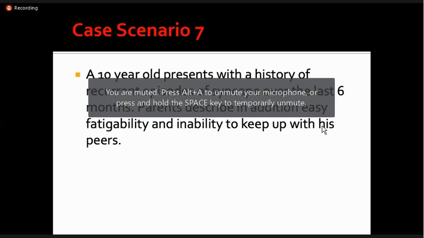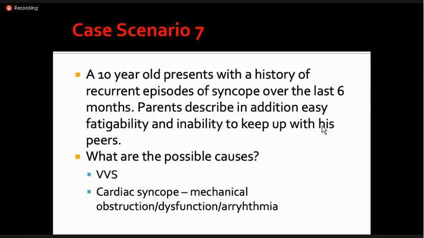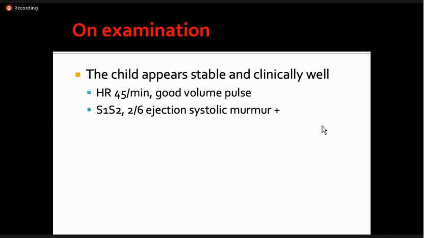Another patient, 10-year-old, with a history of recurrent syncope over the last few months. Also, parents are saying that he's becoming more tired, unable to keep up with his peers, gets tired very easily nowadays. So again, you have to go through the usual history, what are the possible causes. This could just be a vasovagal thing, of course, but you have to rule out, as per usual, all the nasty causes of syncope. So you examine the baby, and this is what you find.